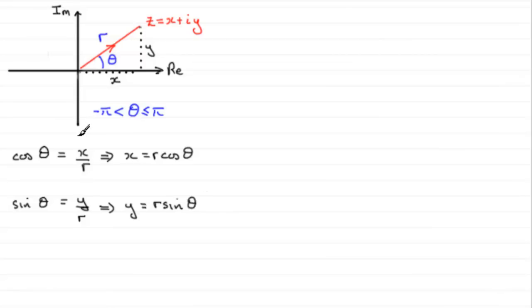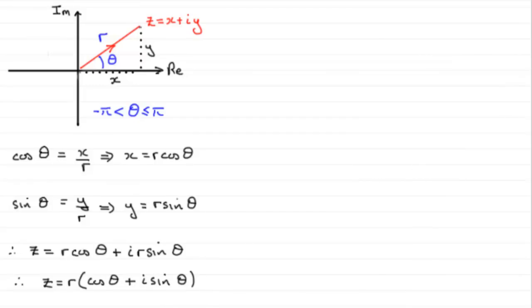Now, that means that our complex number z can be written as x plus iy. Well, we know that x is r cos theta, and then we've got plus iy, which will be i times r sine theta. And we can pull out r as a common factor here, and so we get that z equals r, and then we've got bracket cos theta plus i sine theta. And it's this format here that is often referred to as the modulus argument form. Now, this is going to work wherever z is, whatever quadrant z is in, as long as we remember to make sure that theta lies in this particular range.